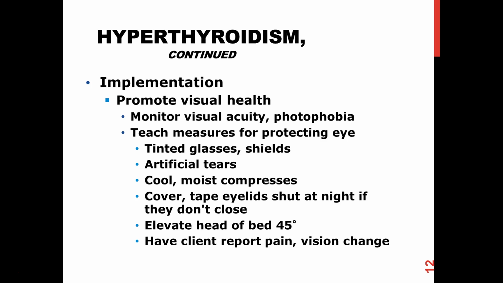Again, if they have exophthalmos, you want to monitor their visual acuity. Sometimes they have problems with photophobia. You may want to teach measures for protecting the eyes: tinted glasses, shields, artificial tears, sometimes cool, moist compresses. As that exophthalmos occurs, it pushes the eyeballs out, which makes it difficult, if it's an advanced stage, for the eyeballs to close completely. So they may want to have their eyes covered and tape their eyelids shut at night if they don't close. Might want to also elevate the head of the bed 45 degrees and have the patient report any pain or visual problems.